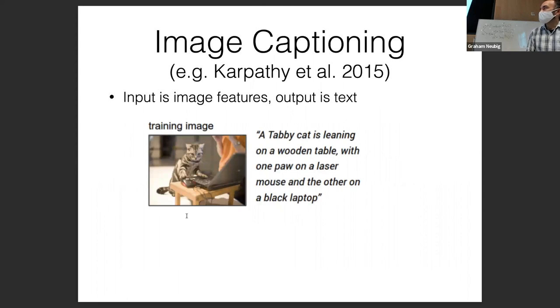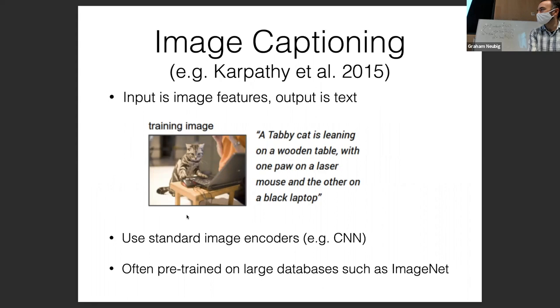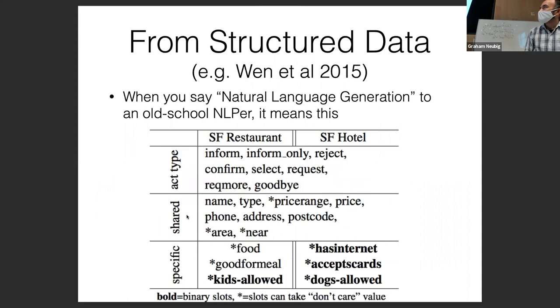Image captioning is another example. So the input is image features, output is text, like this. You can use standard image encoders such as CNNs or more recent transformer-based things pre-trained on large databases. Another thing is data-to-text generation. So when you say natural language generation to an old-school natural language processing person, it generally refers to this. And this is just one example. This is actually from dialogue as well. It's from a dialogue response generator where you basically have an intent that is meant to be verbalized in speech.